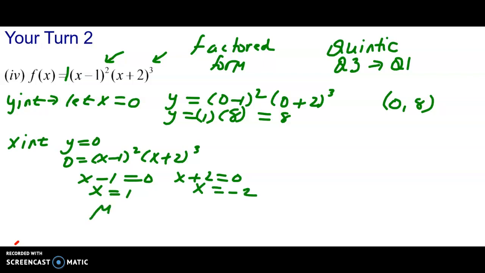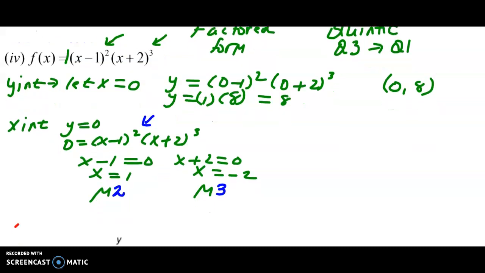The multiplicity for each is determined by the exponent. So we can see at 1 the exponent is 2, which means the multiplicity is 2, which means when the graph hits that x-intercept, it's going to bounce. For (x plus 2) cubed, we know the multiplicity is 3, which means the function is going to hit the x-intercept, flatten, and then pass through the x-axis.